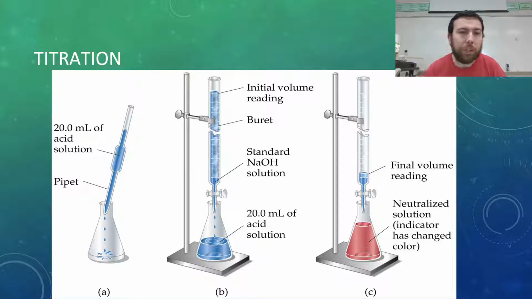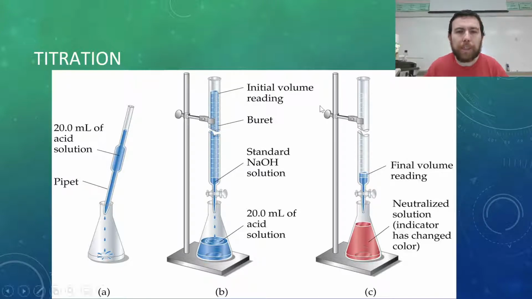Now, the way titration works, you've got this unknown. We know it's an acid, so one thing you can do is react it with a base. You can use a standard NaOH solution. What that means is that you've got a solution of sodium hydroxide that you know the concentration of. This standard sodium hydroxide solution would be what's known as the titrant. That's the thing that you know the concentration of.